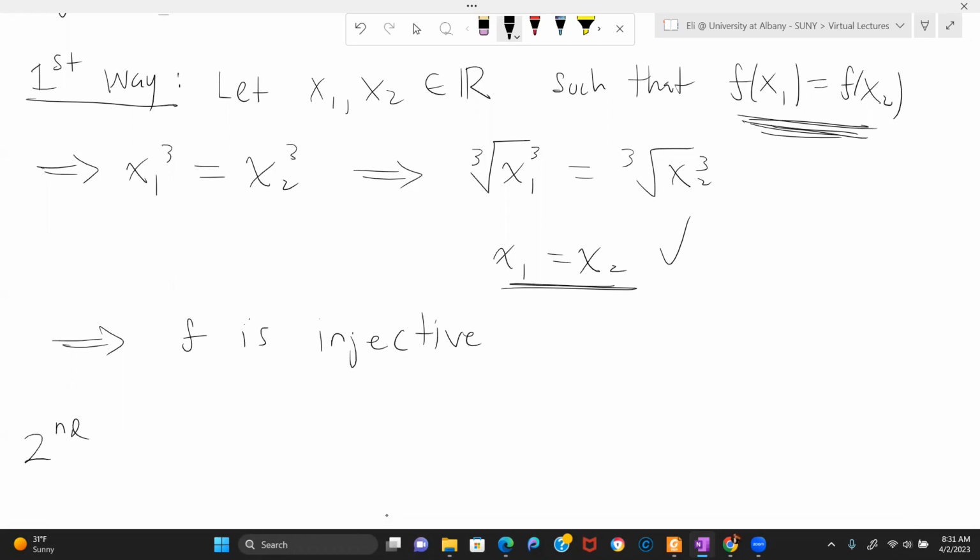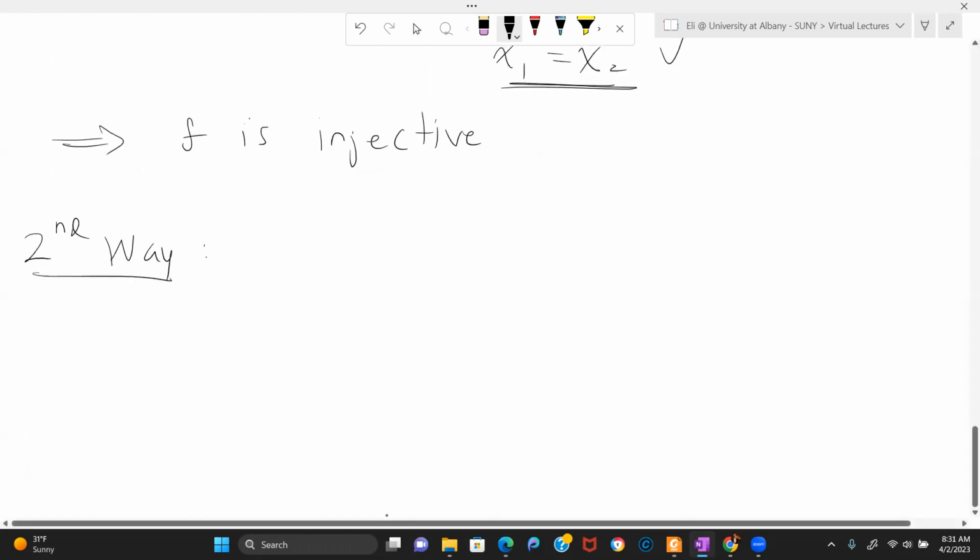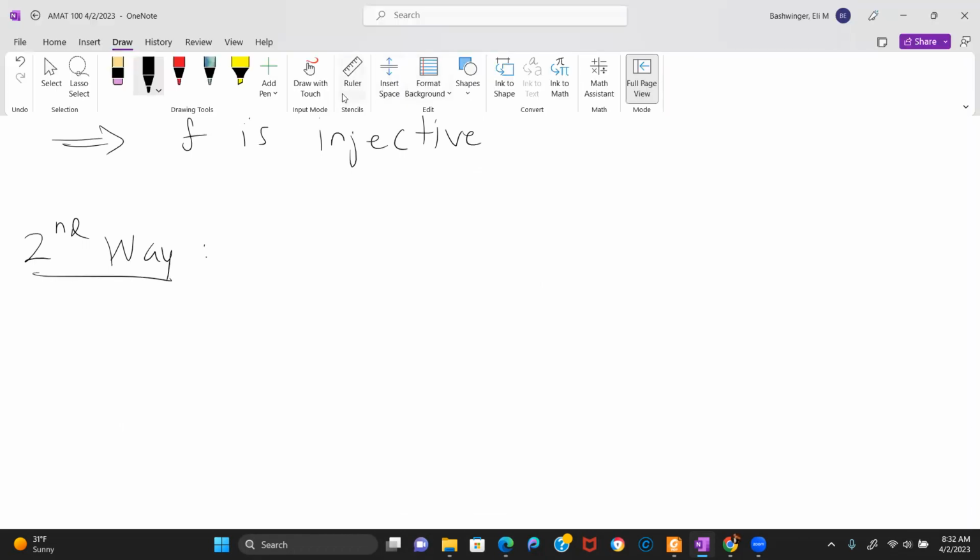All right, so now the second way would be to use the horizontal line test. And to do that, you need to plot the function.